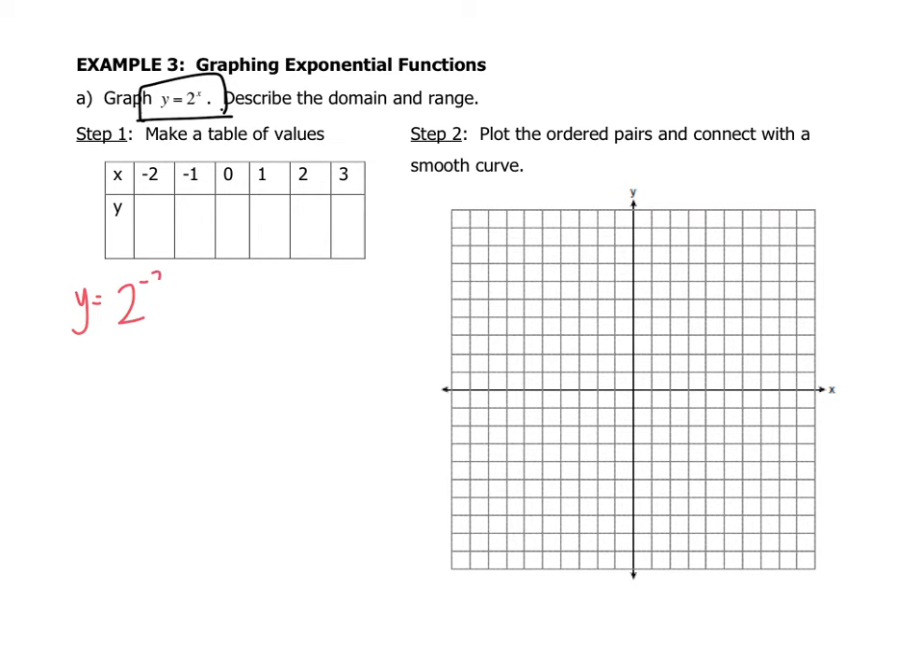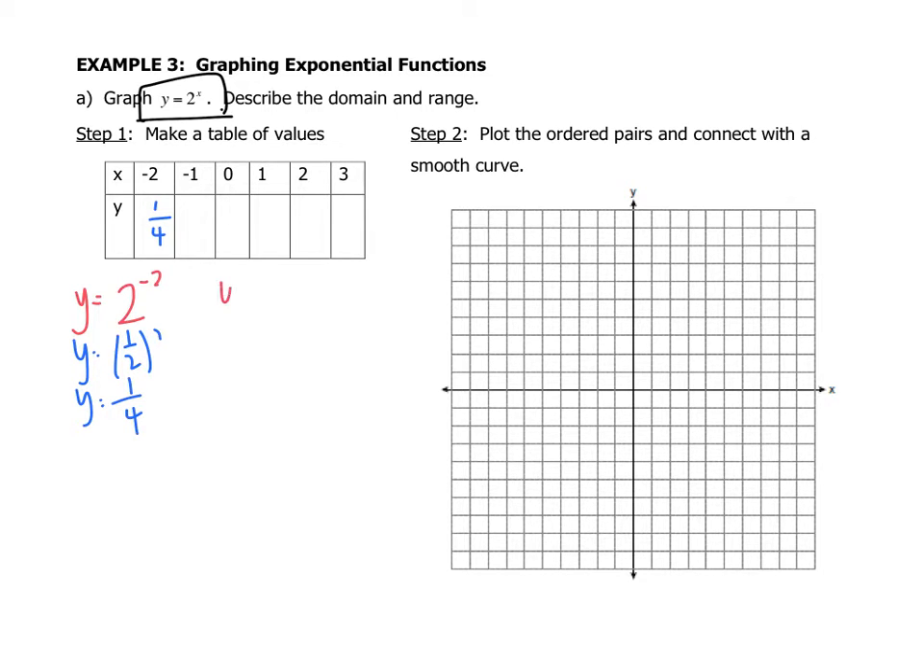That's 2 to the -2. So I know that that is the same as 1 over 2 squared. So that's 1/4. Now I will write it as 1/4. You could write it as 0.25, but I would prefer a fraction.